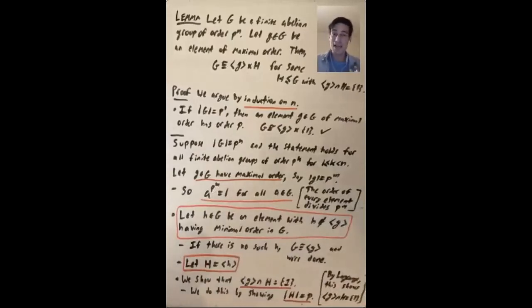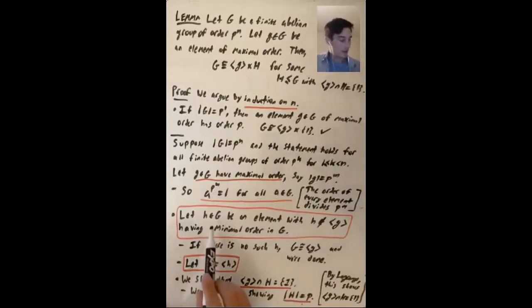So here's the big idea. The first big idea here is we're going to pick an element h in our group G, not in the cyclic subgroup generated by little g, that has minimal order in the group G. This idea is not so obvious that this is the right thing to do, but we'll see that it works nicely. And this is one of the big things to remember for this argument.